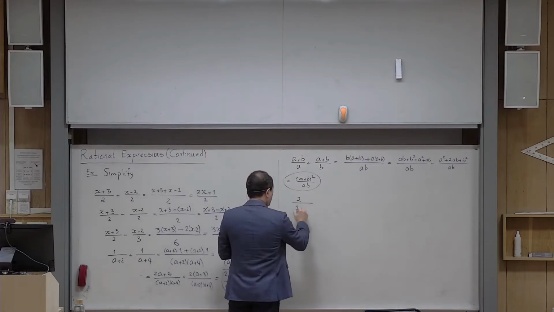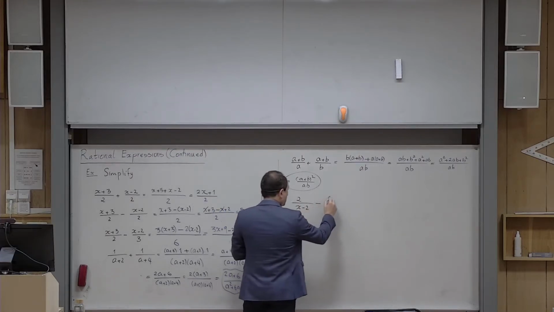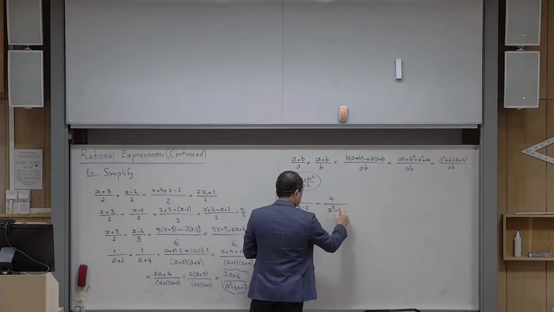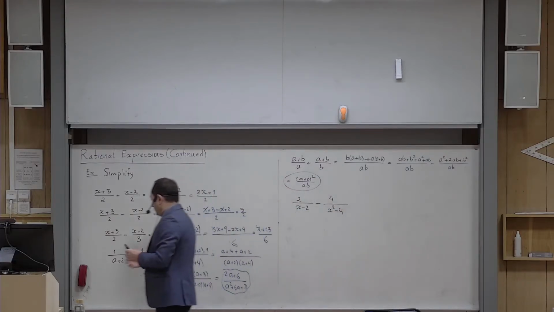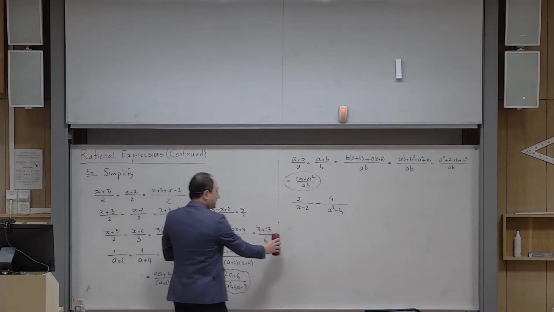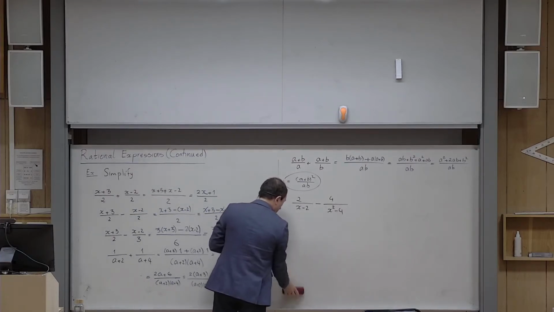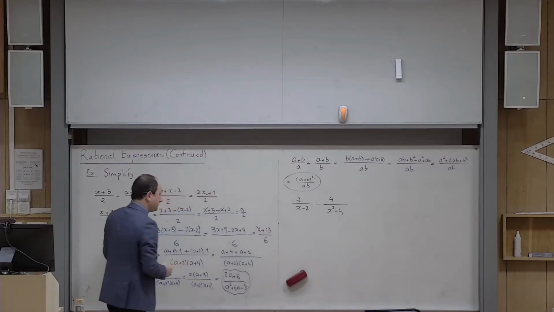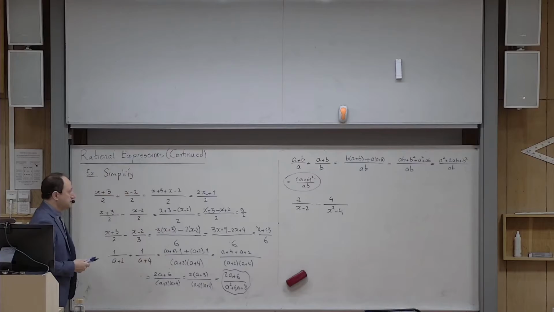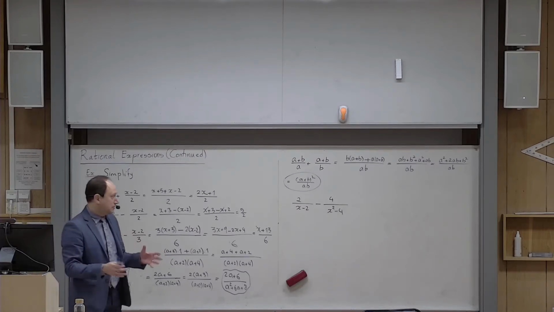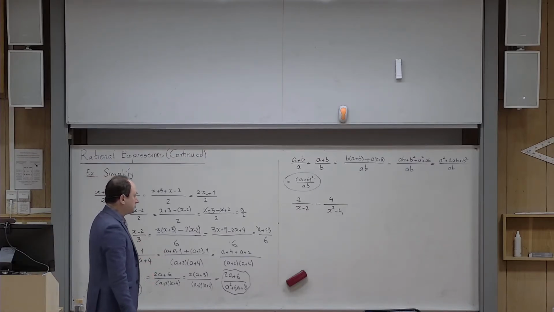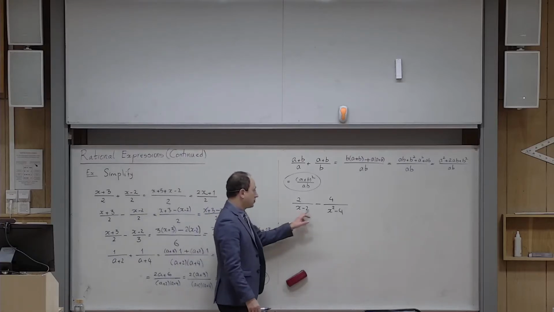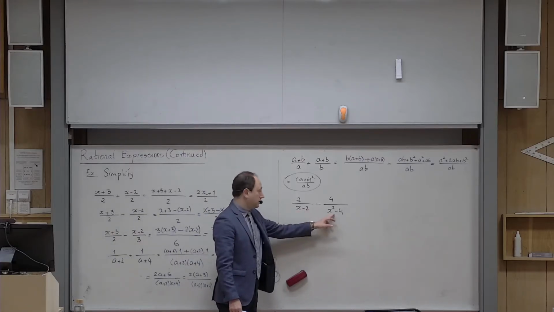2 over x minus 2 minus 4 over x squared minus 4. Okay? This is one of the good examples. Simple, but that probably illuminates what I wanted to talk about here. So, if you want to solve that, you need to find the LCM, the least common multiple of the denominators. So the simplest, the smallest possible algebraic expression or polynomial which is simultaneously divisible by these two.